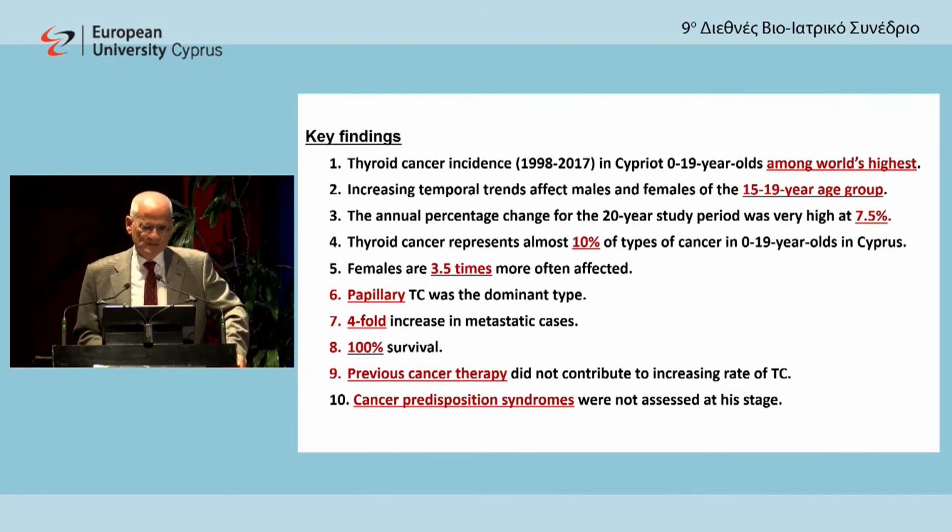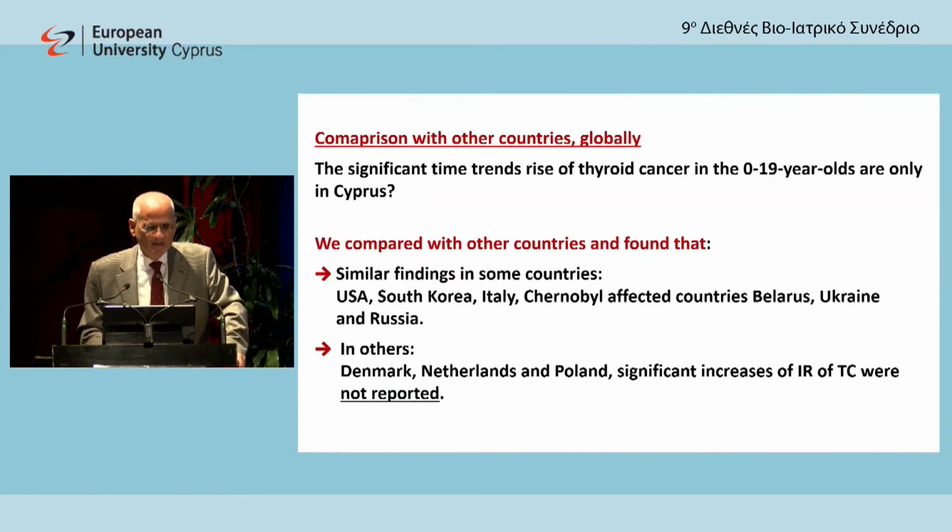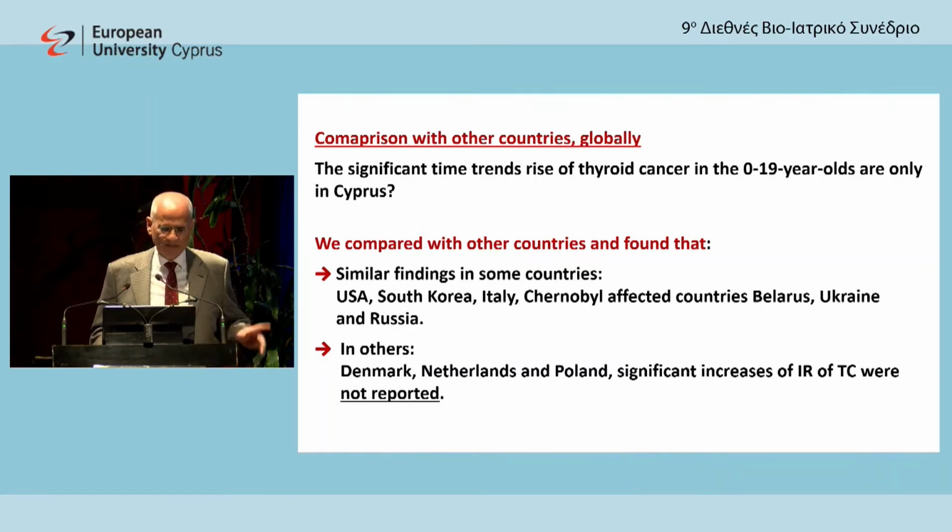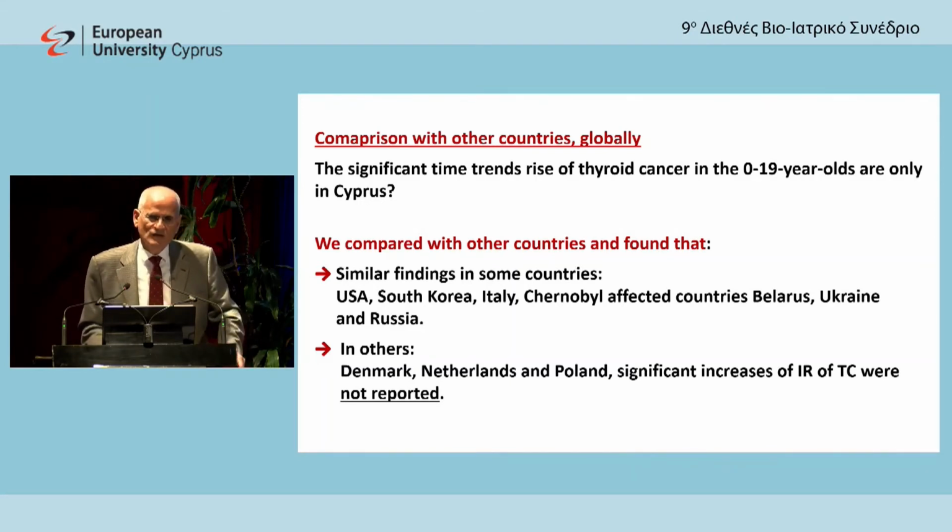For the cancer predisposition syndromes, we were not able to answer this question now because we are in the process of making a new study for this, as we didn't have the data yet. As I mentioned before, we compared with other countries. Similar findings appear in many other countries, such as USA and South Korea, but in South Korea, as I said before, the overdiagnosis factor is important as they have systematic screening. Italy and Chernobyl-affected countries such as Belarus, Ukraine, and Russia have similar findings, but in others such as Denmark, Netherlands, and Poland, there are no such changes.